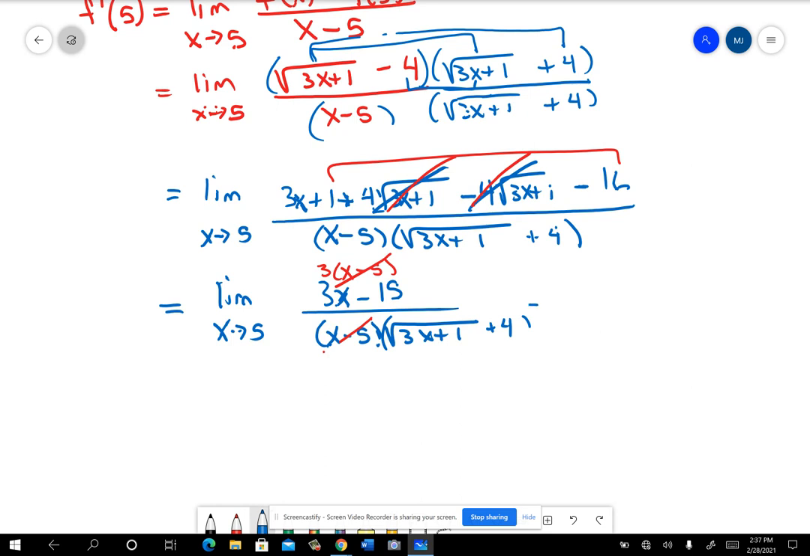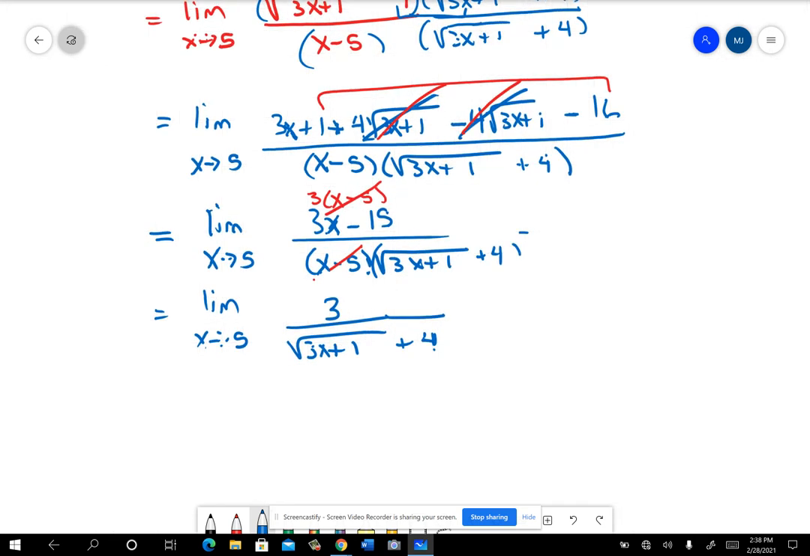Okay, then what we've got is that the limit as x approaches 5 would be equal the same. Doing the limit of what I had would be the same as doing the limit as x approaches 5 of 3 over that square root of 3x plus 1 plus 4. We're just simplifying that expression so that we've got something equivalent to what we had before, but now we don't have the problem when we go to plug in the 5. So now we can use the direct substitution, and we'll plug in the 5.